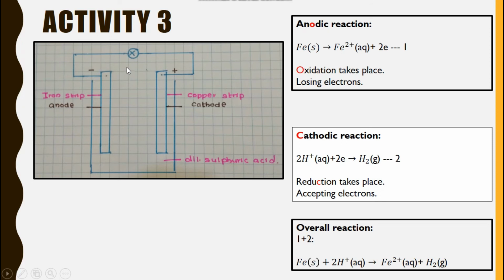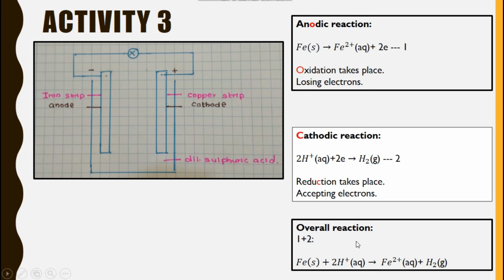You should remember this. In electrochemical cells, you do not connect an external electric source. That means a battery or any other electric source you are not connecting. I am just connecting a bulb or an ammeter to check whether current is passing or not. Otherwise, I am not supplying any extra electric source to the system. Now here you have iron and copper. Now we have to select which one is losing electrons.